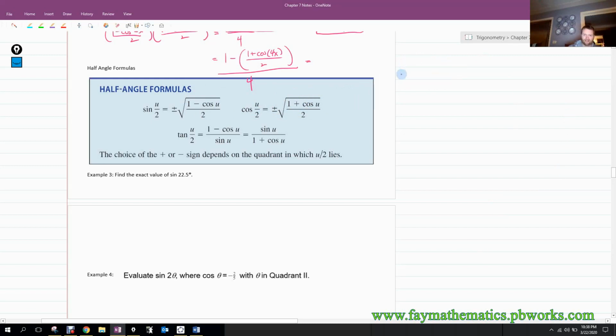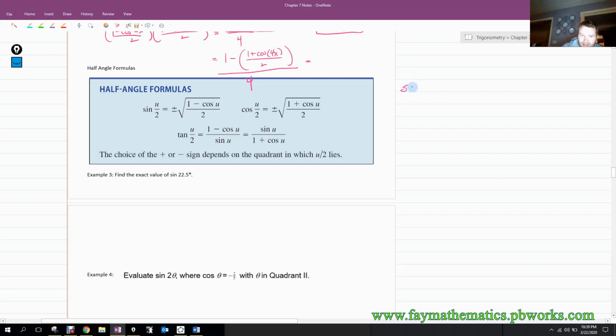What is really nice, and this is the new one that shows up on the unit circle, is that if I know the sine of 45, if I take half of that, I should now know the sine of 22.5. So we do the same thing with cosine as well. It allows us to find half of angles that we know in the unit circle. Again, these are not hard to derive.